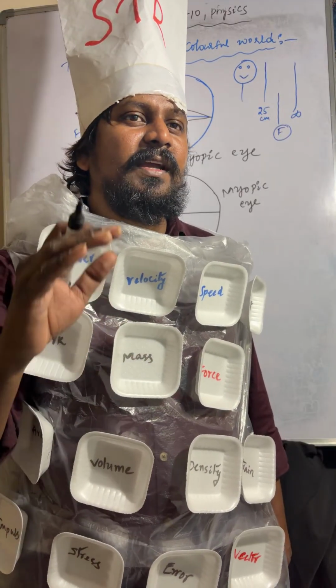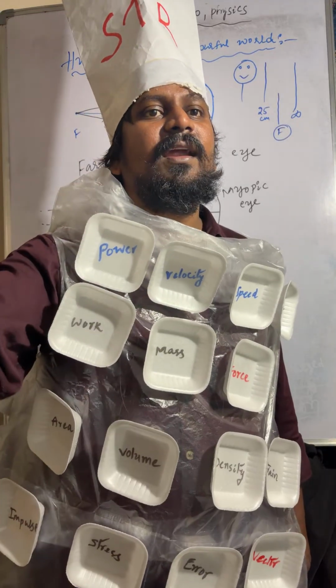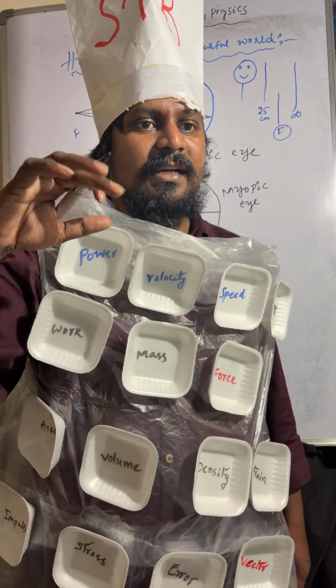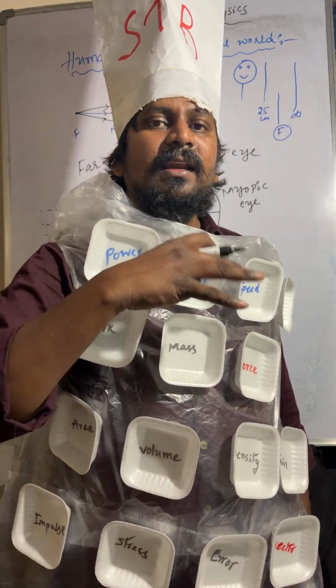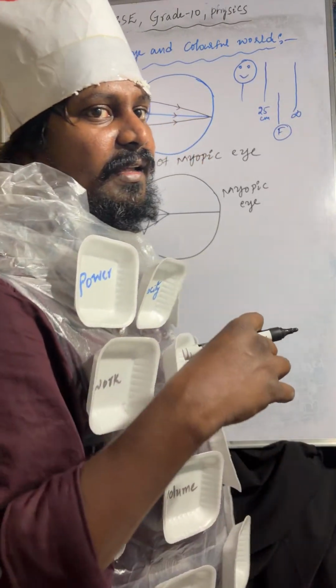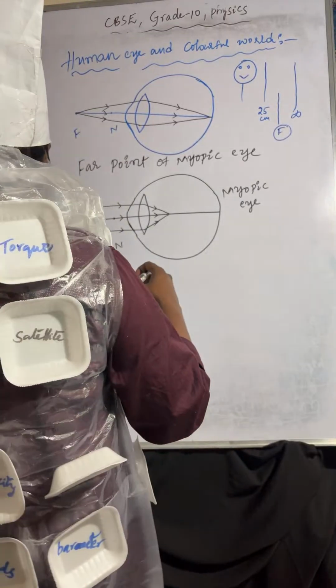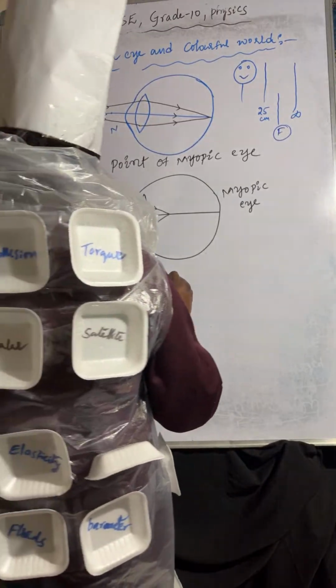Coming to the hypermetropic eye, the light rays will meet beyond the retina. Here, in the myopic eye, the light rays will meet in front of the retina.